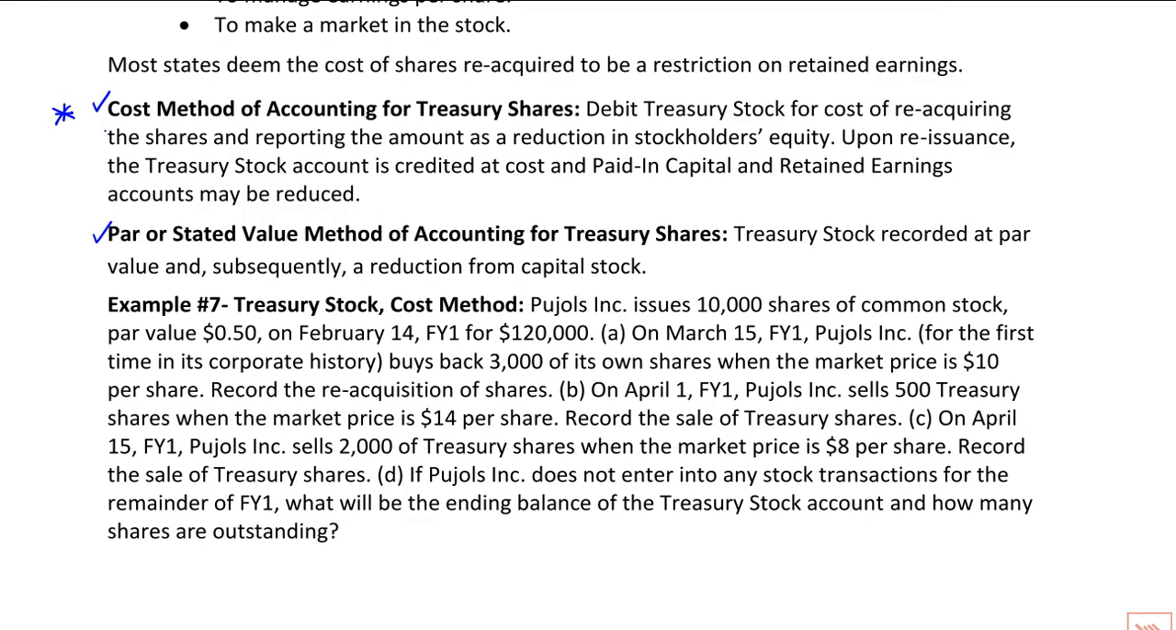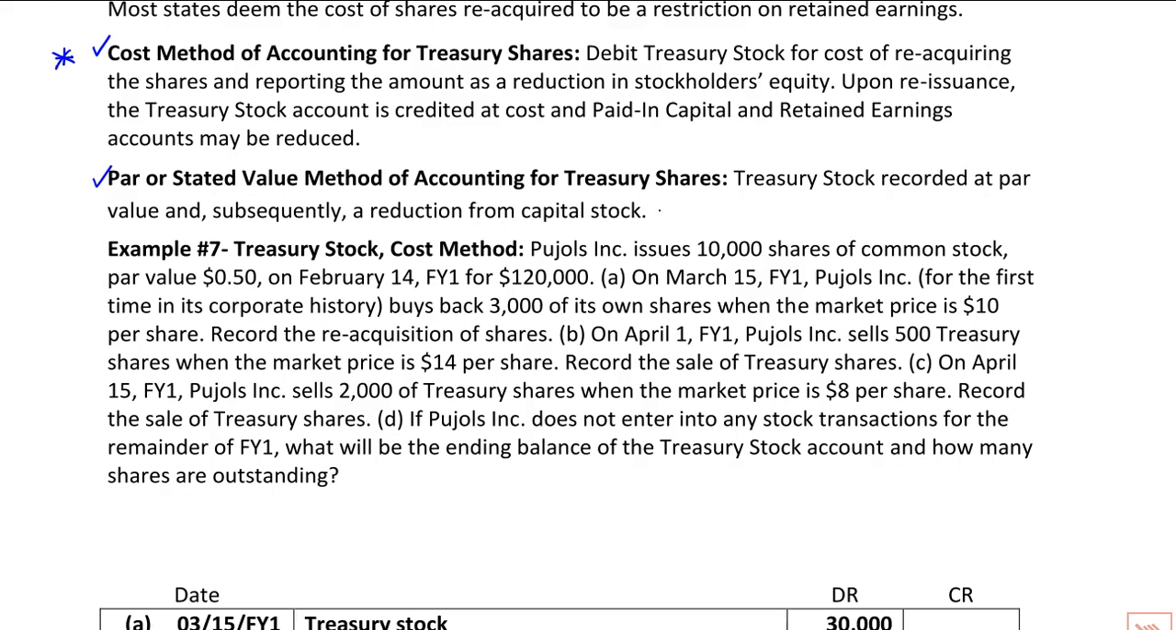So what happens in the par or stated value method? You essentially undo the par value and some additional paid-in capital, and it's a reduction in capital stock. So stockholders' equity is reduced by reducing those contributed capital accounts. In the cost method, we're going to have a separate account, a treasury stock account. It's better from the perspective that it's a little more transparent, it's easier to see the treasury account activity.